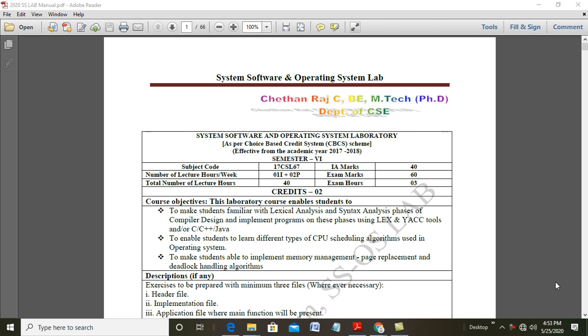Good morning, all. Today we are discussing System Software and Operating System Lab. So, what is system software and what is an operating system?